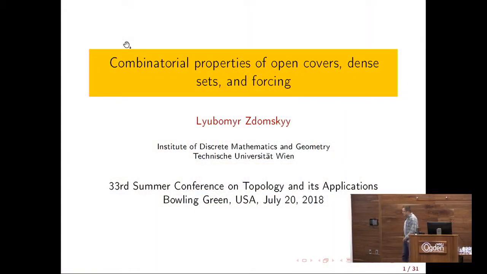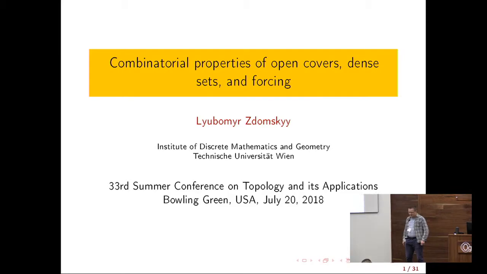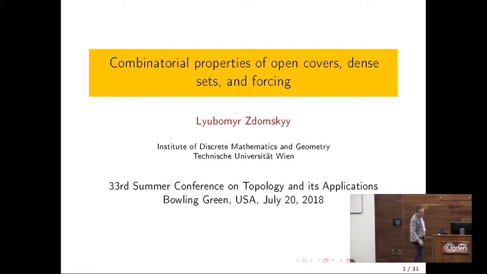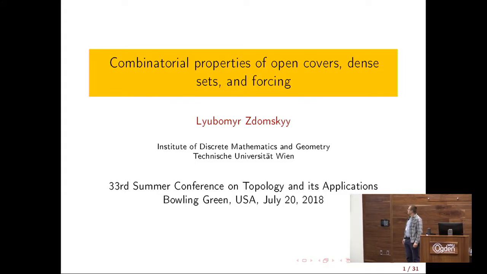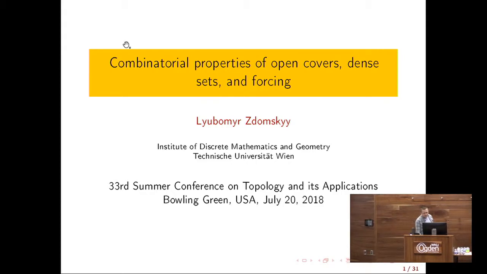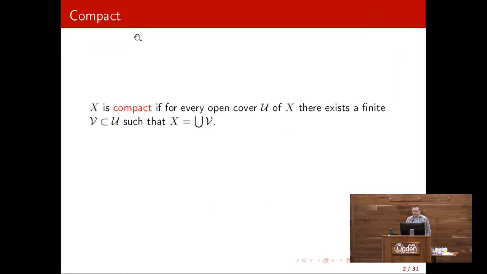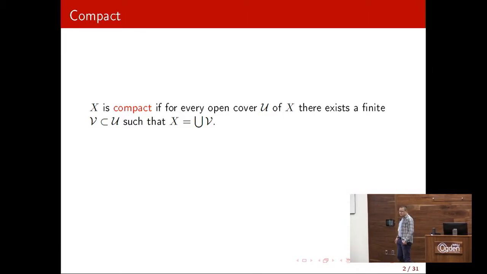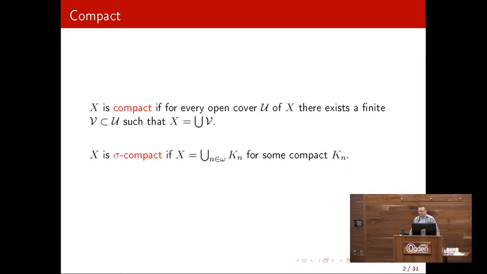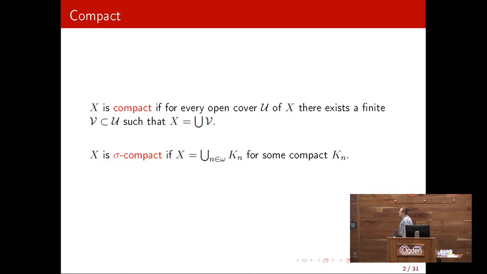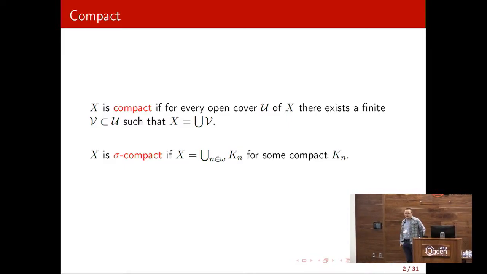So today I will speak about combinatorial properties of open covers and some related stuff. Some of you might know it under the name selection principles. That's just another name for combinatorial properties of open covers. And just as a motivation, let's start with something that everybody knows. A space is compact if every open cover has a finite subcover. Now, a space is sigma compact if it can be written as a union of countably many compact spaces.